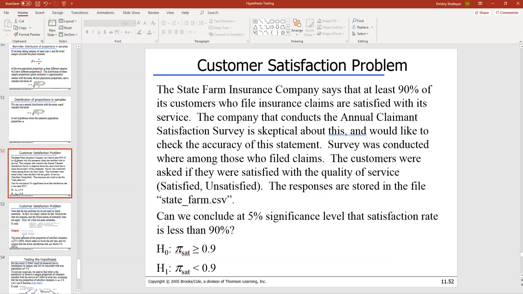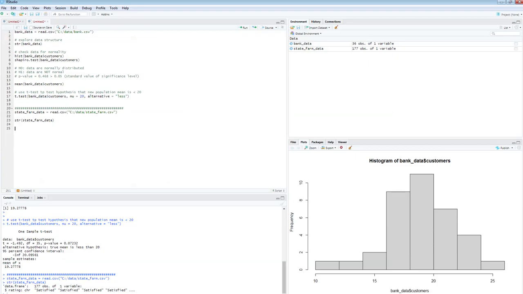But before we do anything else, let's take a look at the point estimates. Remember in the previous problem I told you, here I'm testing my null hypothesis that the true proportion, I'm going to use the letter P, or pi, is greater than or equal to 0.9. That's what State Farm is claiming. We are skeptical about that, so I'm going to see if the opposite is true: if the true proportion of satisfied customers is less than 90%.